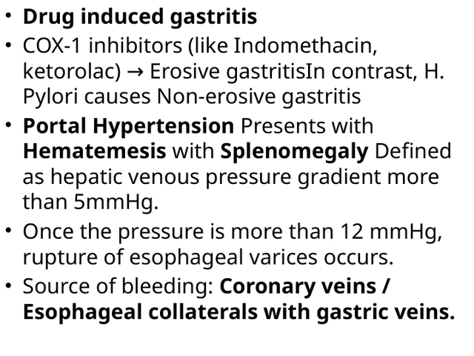The source is usually the coronary veins and esophageal collaterals, which are enlarged and tortuous vessels that develop in response to increased pressure. These collaterals connect with gastric veins, creating pathways that can rupture under high pressure, resulting in bleeding episodes. Understanding these mechanisms is crucial because they help us recognize the severity of portal hypertension and its complications, which ties back to our overall theme of gastrointestinal pathology and management.